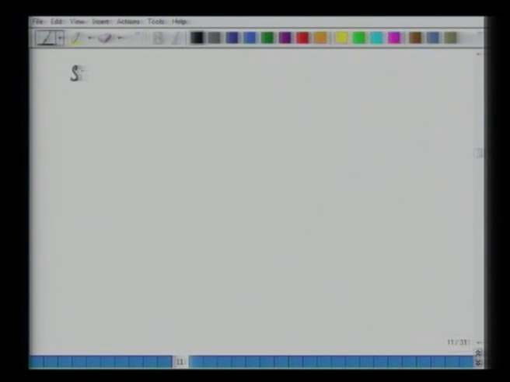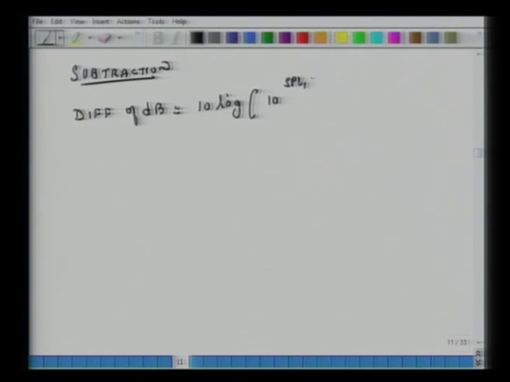Similarly, if I have to do subtraction, then the difference of two decibel levels is 10 times the logarithm of 10 to the power of SPL 1 over 10 minus 10 to the power of SPL 2 over 10.